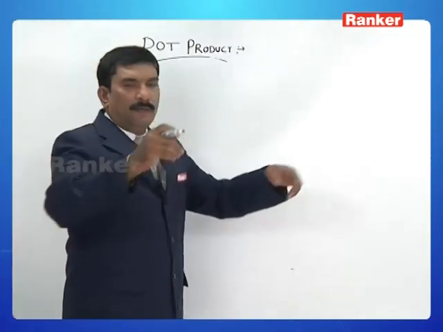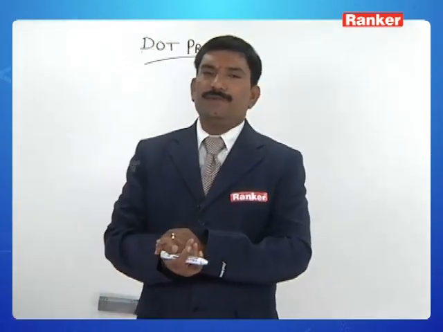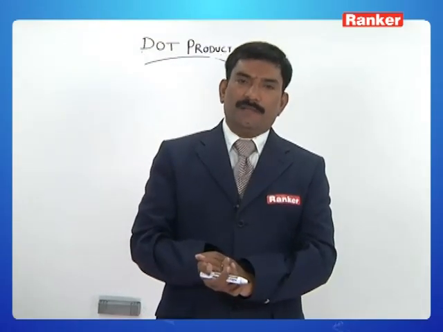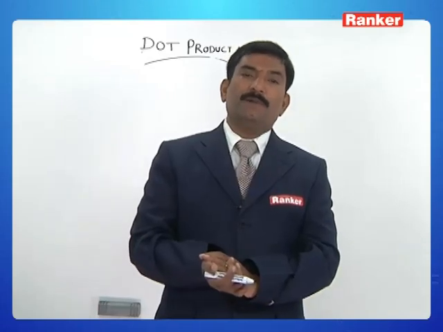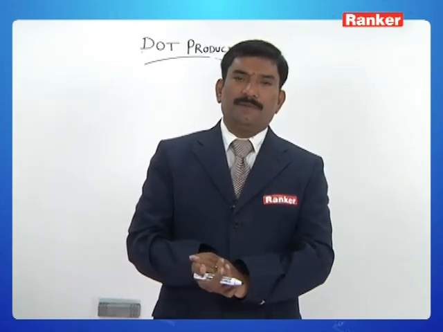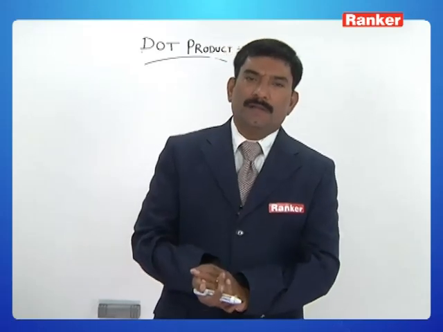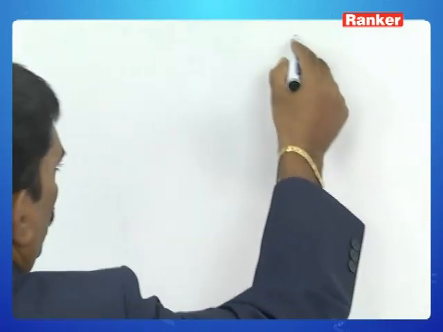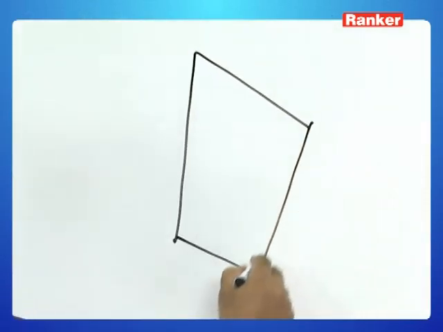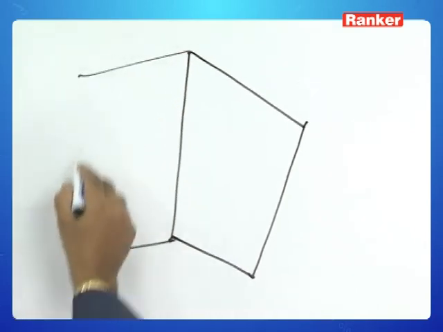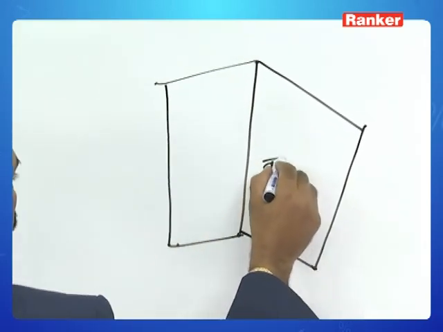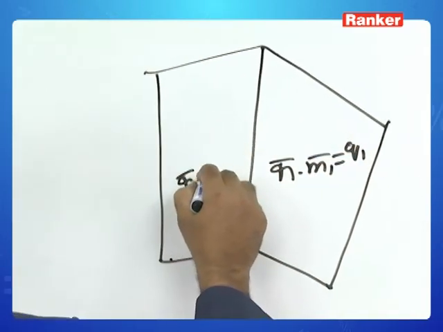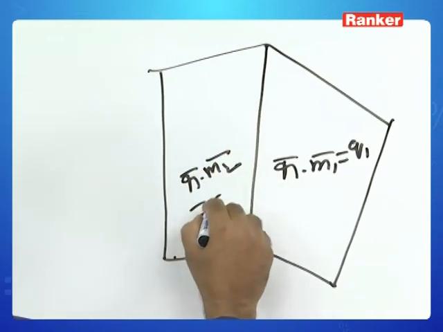Now let us see the angle between the two planes. Angle between the two planes is same as angle between their normals. Now if I take like this, one plane, I take r bar dot m1 bar is equal to q1, r bar dot m2 bar is equal to q2.